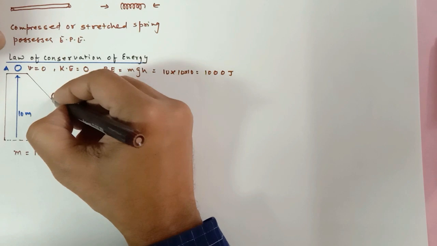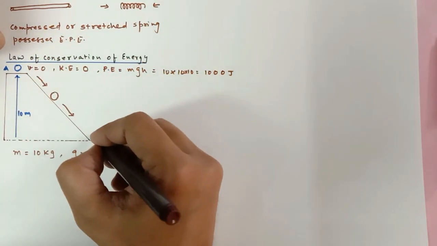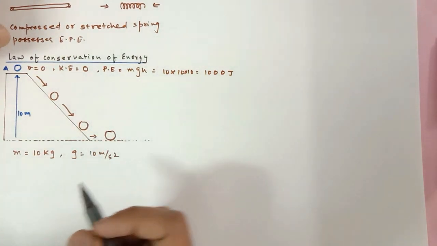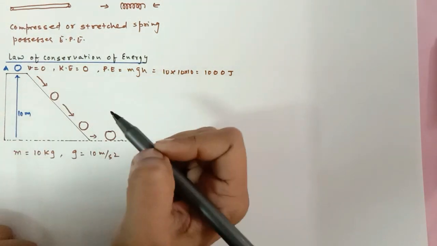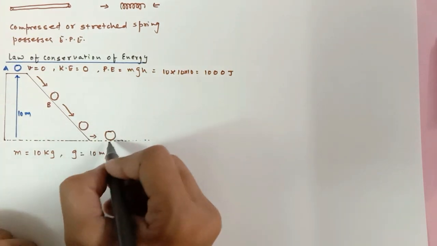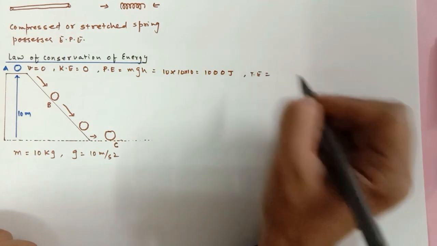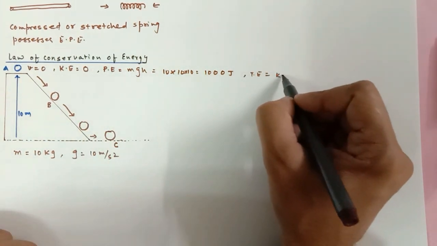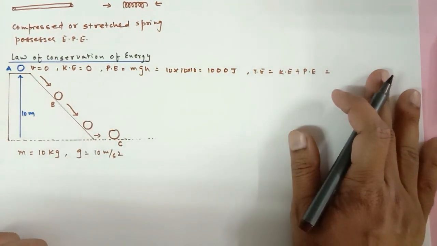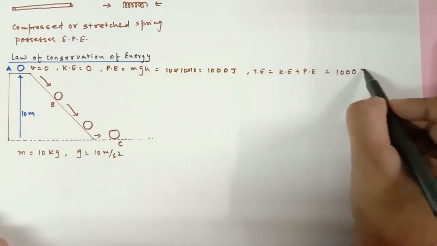Now the ball comes down rolling like this, and finally the ball reaches over here. So this is, say, point A, this is point B, and I'm neglecting this one and I'm considering this as point C. If I find the total energy, it is the sum of kinetic and potential, KE plus PE. If I add the total energy, I will get the answer as 0 plus 1000, that is 1000 joule.